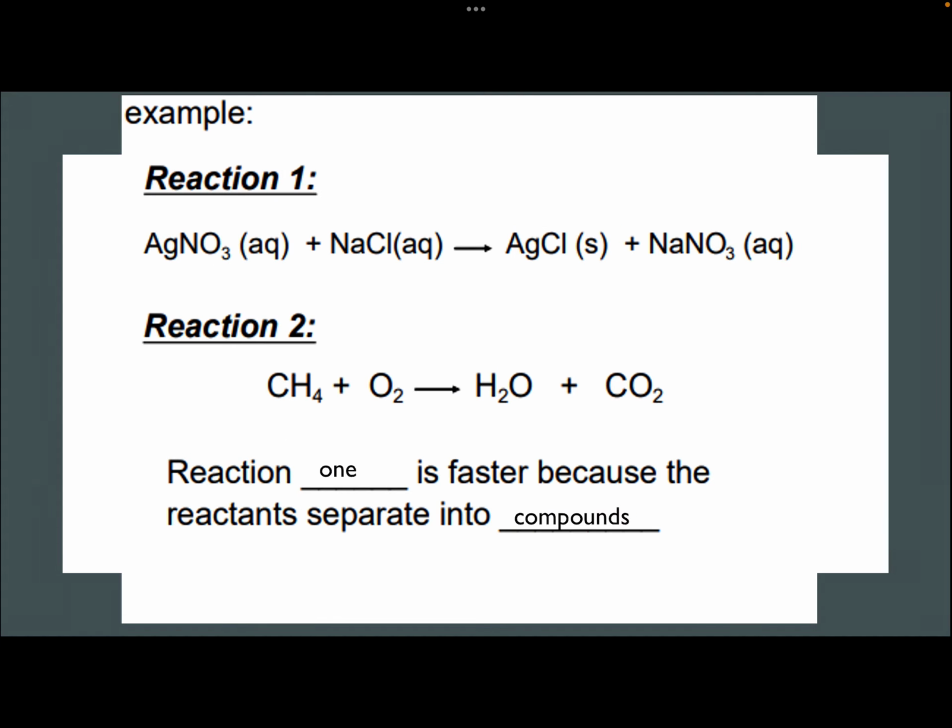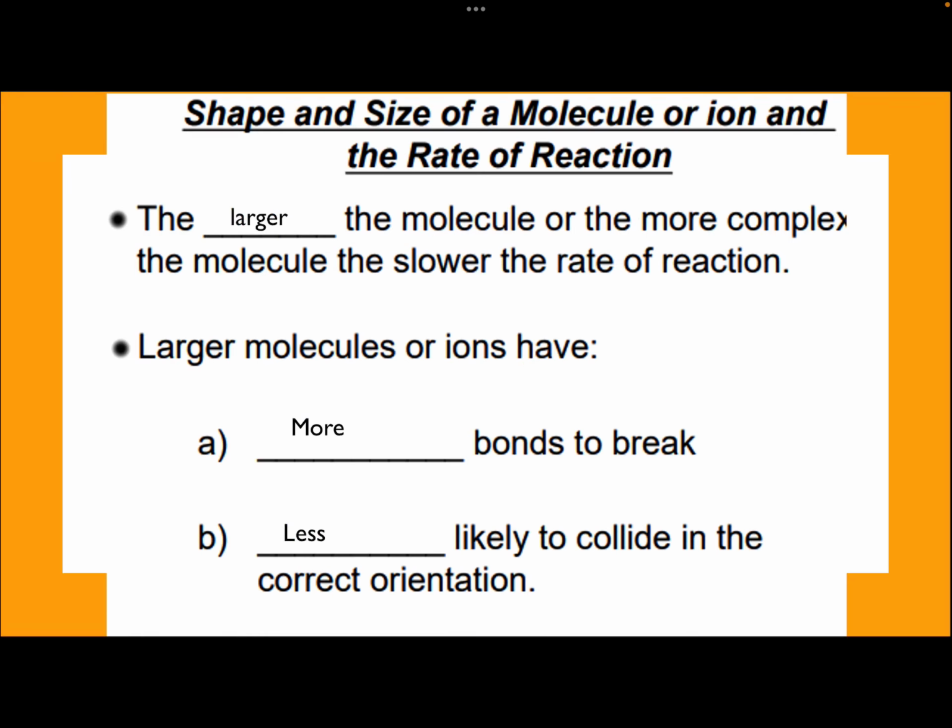So for example, if we're looking at these two examples here, reaction 1 and reaction 2, reaction 1 is ionic, reaction 2 is covalent. And so if we look at reaction 1, it's going to be faster because it's ionic and it's a metal and non-metal. Meanwhile, reaction 2 is not going to be as fast. It's not as easy for it to break the covalent bonds. And so because reaction 1 separates into ions, it is faster.